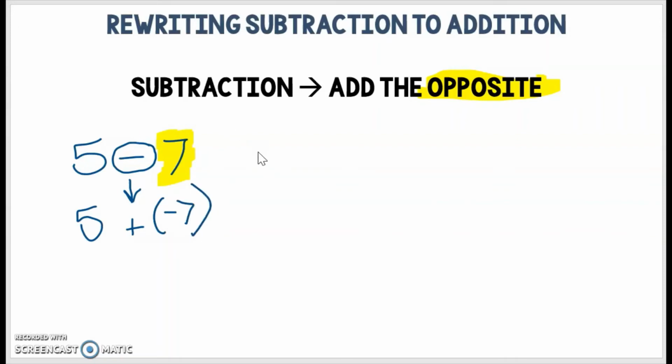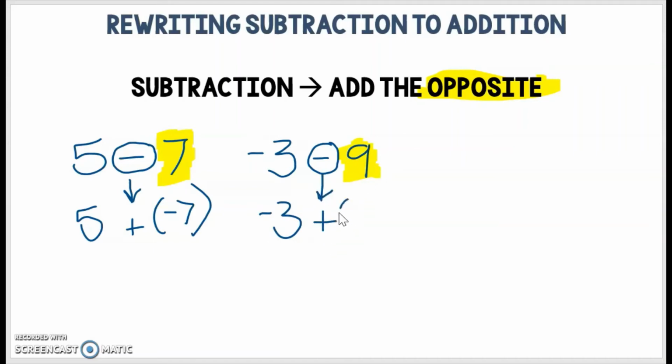Okay, and let's do another one. We have -3 minus 9. So again, that's my subtraction symbol. I'm going to be adding the opposite of this. So I have -3. I'm going to change this to an addition. And for the opposite of 9, I'm going to use my parentheses so I can separate this from my addition sign. I'm adding -9 here.